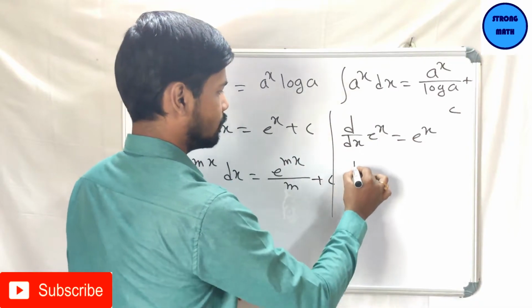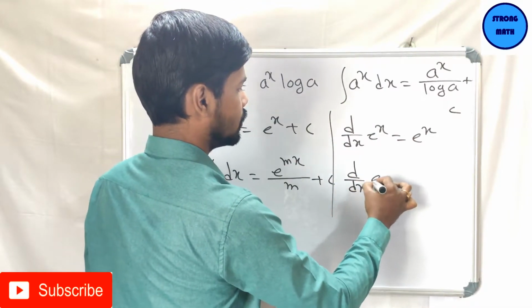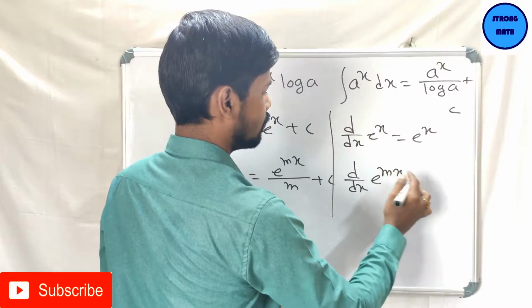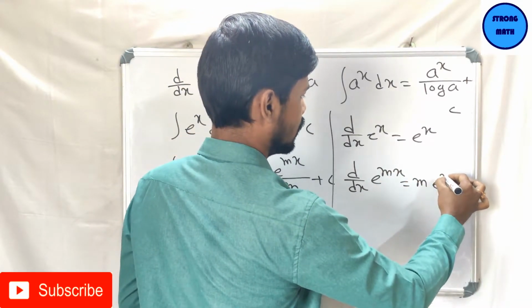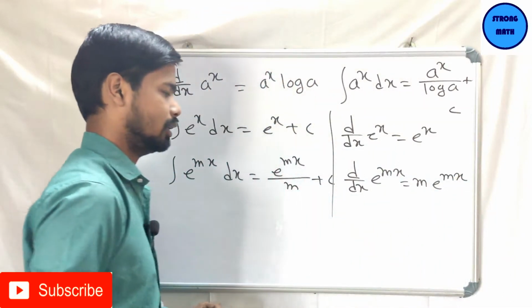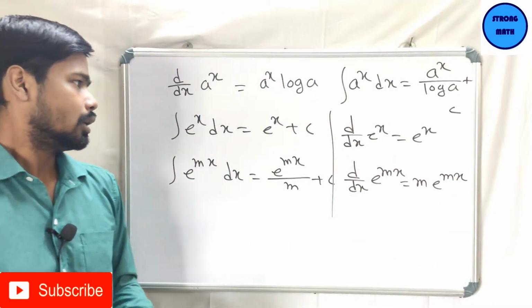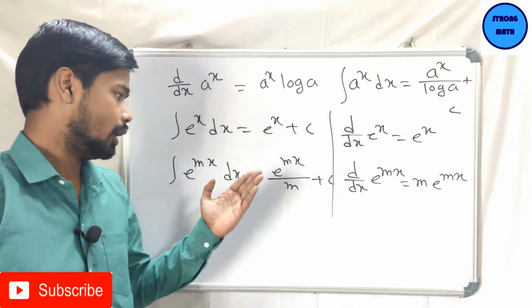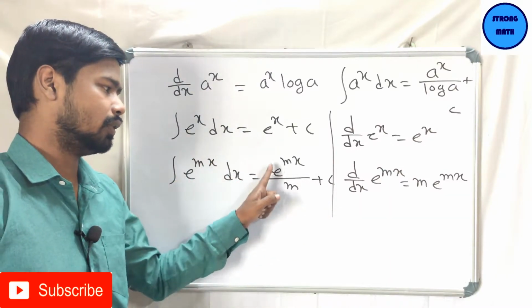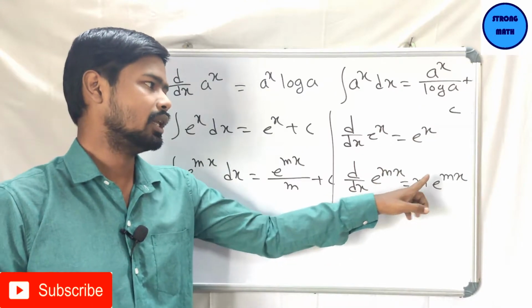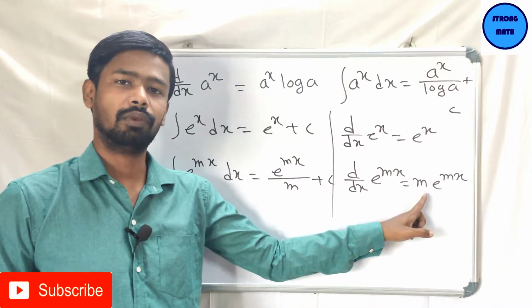And for derivative, suppose we take the derivative of e to the power mx, then this m will be in front of the function, and this will be m e to the power mx. This is another basic difference between the derivative and the integration. In integration, the coefficient will be under the function, and in derivative the coefficient will be in front of the function.